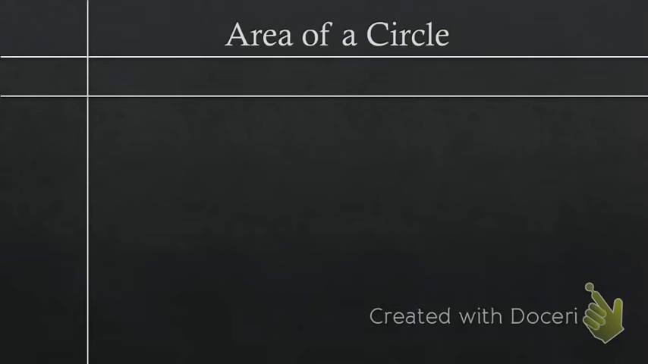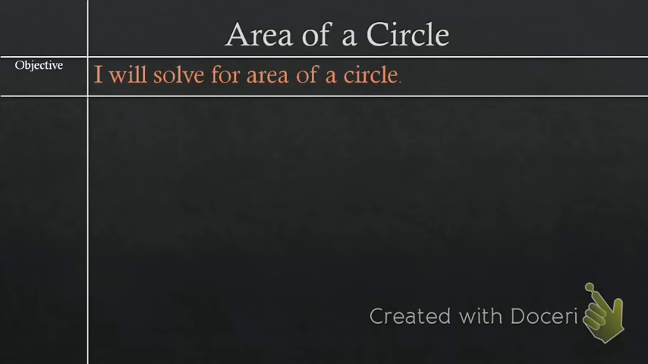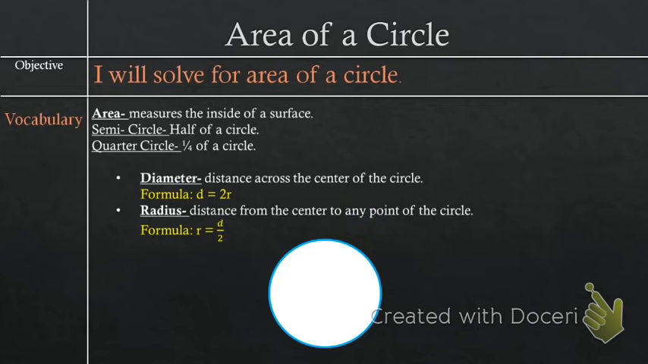Okay, today you guys are doing area of a circle. Your objective: I will solve for area of a circle. Your vocabulary words are about the same. Now you have area. It measures the inside of the surface. You'll be going into semicircles, which is half of a circle, and quarter circle, which is a fourth of a circle.